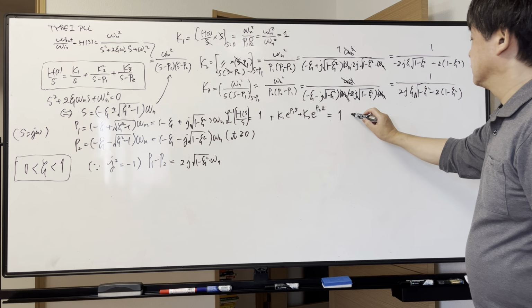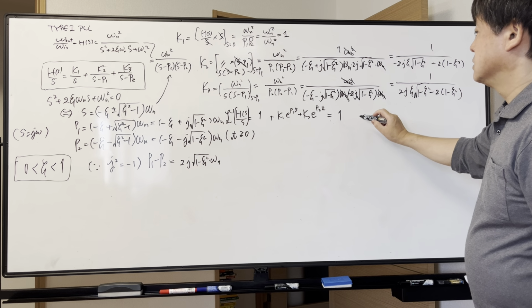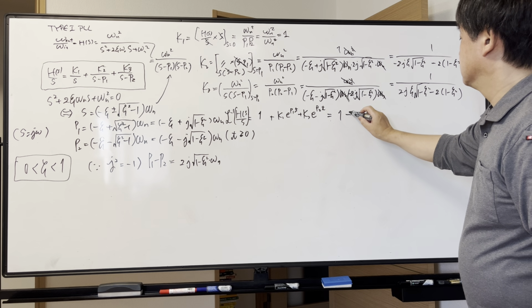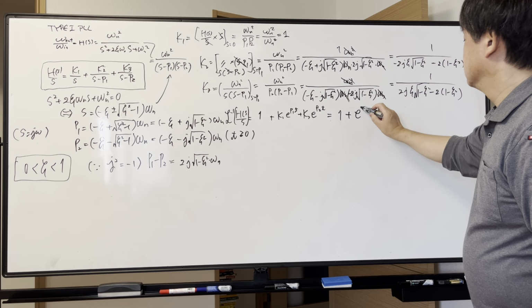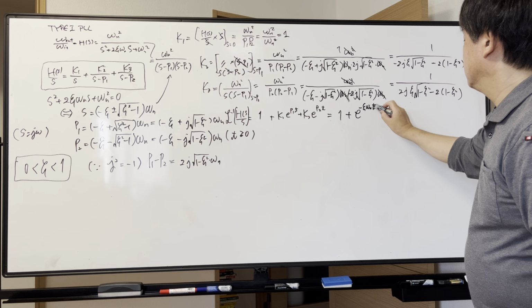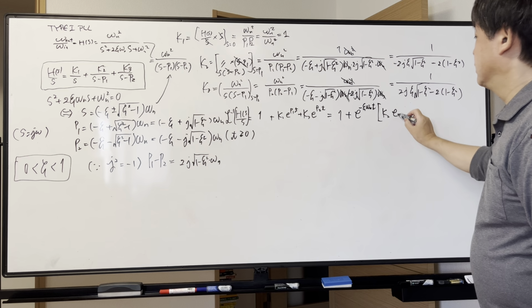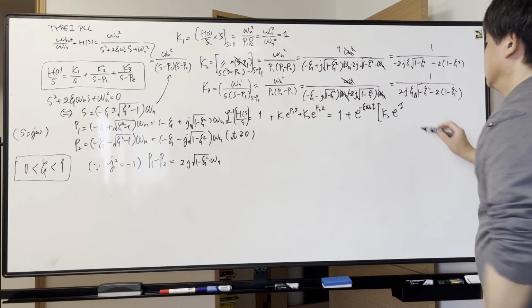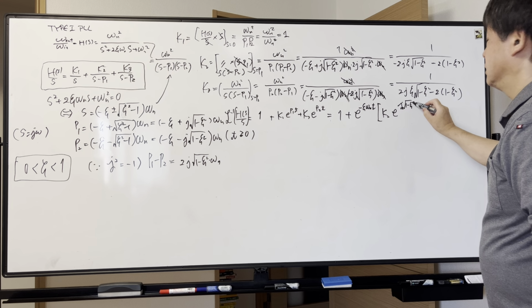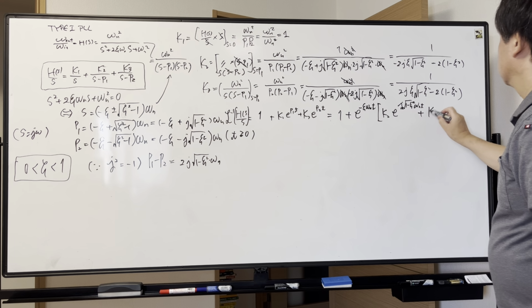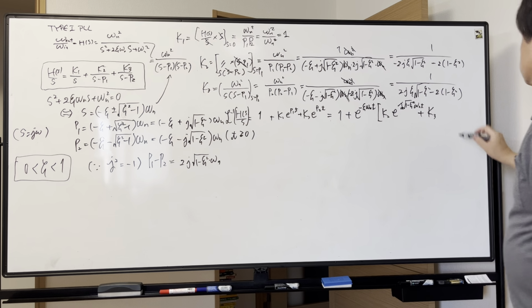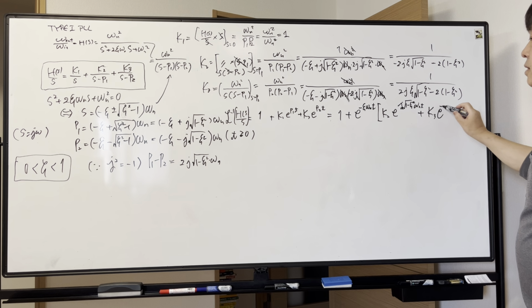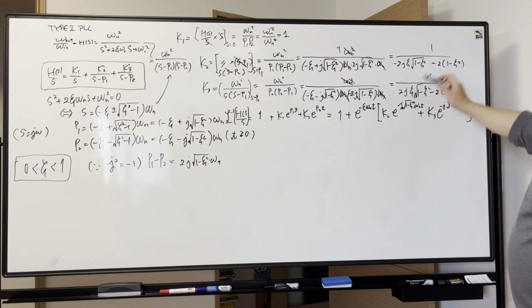And factoring out the real parts, at this moment this is 1 plus e to the minus zeta omega n t times k2 e to the j square root of 1 minus zeta squared omega n t for p1, plus k3 times e to the minus j square root of 1 minus zeta squared omega n t for p2. And k2 and k3 are this and this.